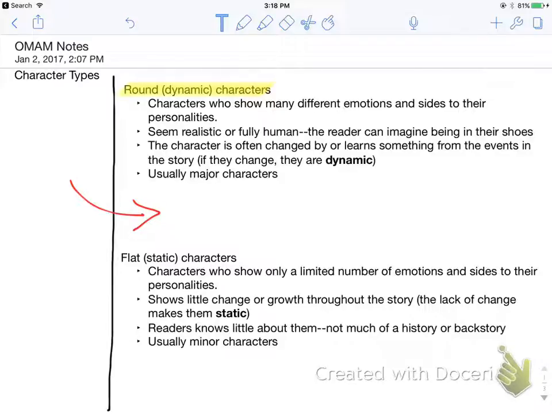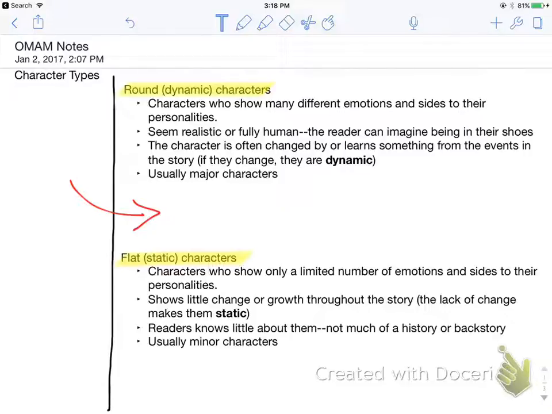Okay, next we're going to talk about flat or static characters. So these are the characters who only show a limited number of emotions and just a few sides to their personalities. They're not going to show you as many sides and emotions as a real human being would. Sometimes I refer to them as the Johnny One-Note characters because you just see one side of them. They always seem the same.